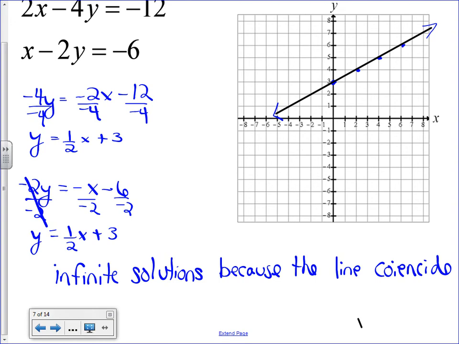Okay, so now we've had one solution. We've had infinite solutions. Infinite solution, what's the word that's in there that we're used to hearing? That Buzz Lightyear says a lot. To infinity and beyond. That's how many points of intersection that they have. Infinite, infinity, coincide.